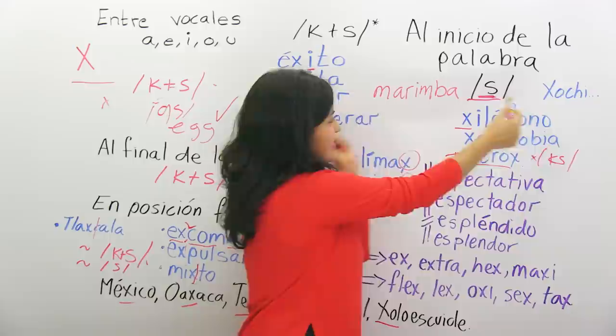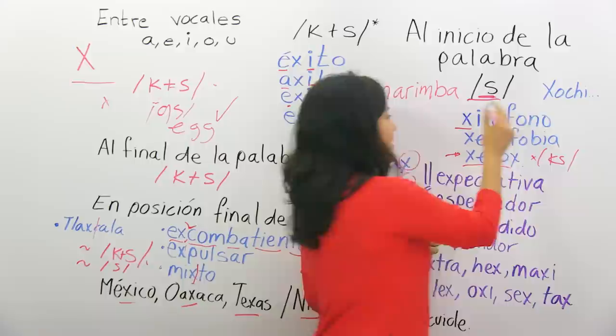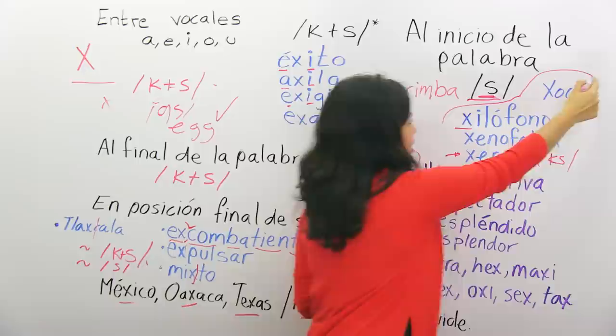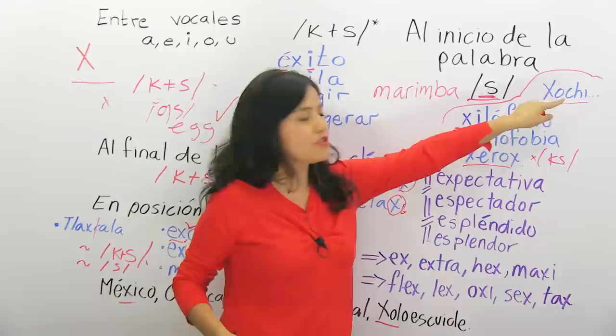Now, we're going to get to, okay, this belongs here, okay? Don't get confused. Xochitepec, I put Xochi. I forgot to give you this example. I put Xochi because it's Xochitepec, Xochimilco.